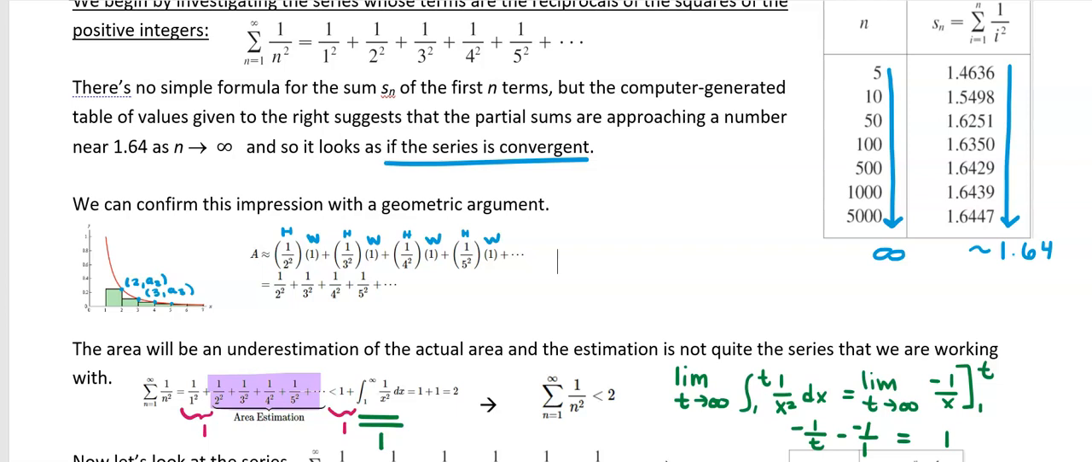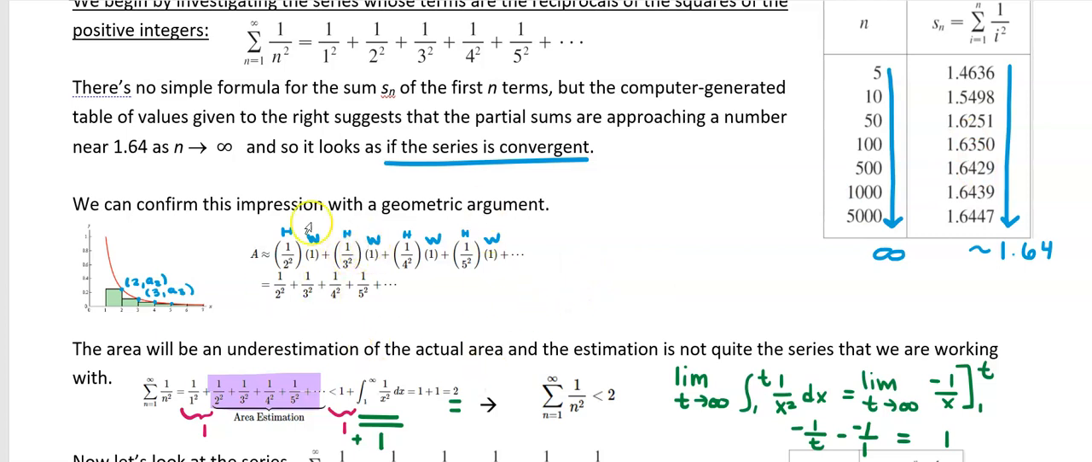didn't include because of our right-handed rectangles, that area that was missing, that first part of the series, that first part of the sequence, I guess, if we add those together, 1 plus 1, we get that the sum of the series should be less than 2. And that's what we're seeing here in this table of values as well.